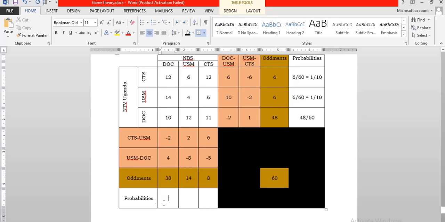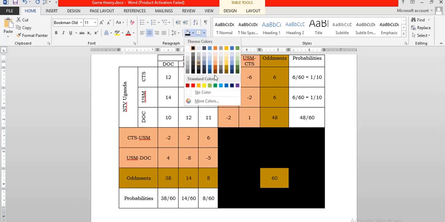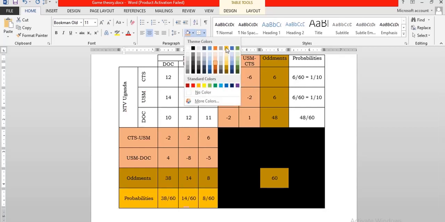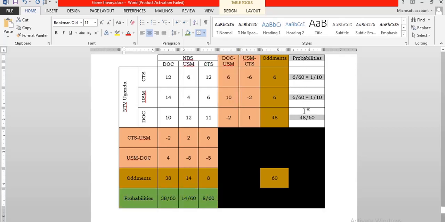When you come down to probabilities, these ones here, we have 38 out of 60. And then we shall have 14 out of 60. And lastly, we shall have 8 out of 60. Okay, so those are the probabilities. We have computed probabilities very, very well. So we have that item. Let me use a different color here. Yeah, that's fine. So to show the probabilities that have been computed already.